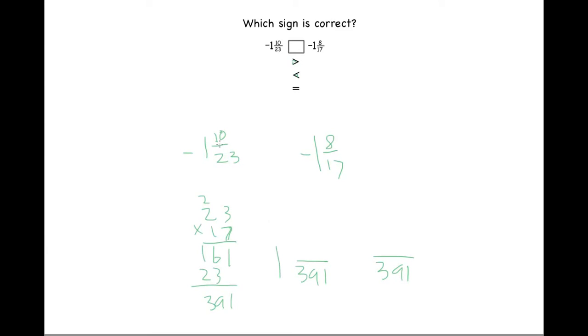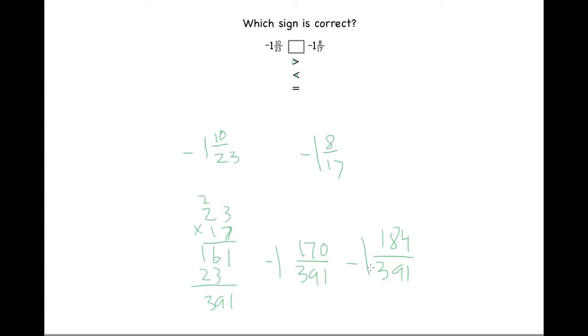So we have 10/23, and now it has a denominator of 391. What did we multiply 23 by to get 391? By 17. We just multiplied them by each other. So we do 10 times 17, and we get 170, negative, of course. And we multiplied 17 by 23, so we have to do the same to 8. So 23 times 8. Well, we know 20 times 8 is 160. 3 times 8 is 24. 160 plus 24 is 184.